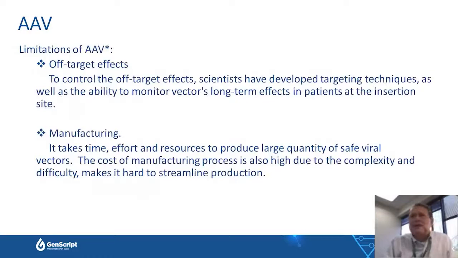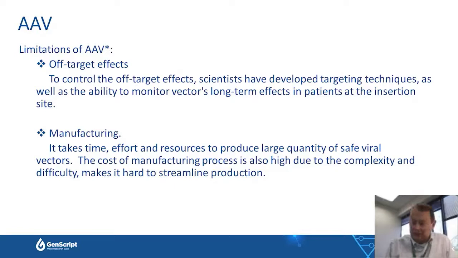Some of the limitations with AAV are the off-target effects, where it's sometimes hard to control where the gene does insert itself into the genome, and they're taking great lengths to reduce the chances of that. The manufacturing process is also very cumbersome, and it requires a great deal of timing and skill with not only cell culture, but with creating the best viral vector plasmids to produce virus. It's a very complicated process to make virus, and sometimes its batches have some variability.